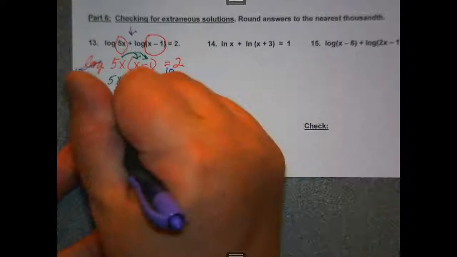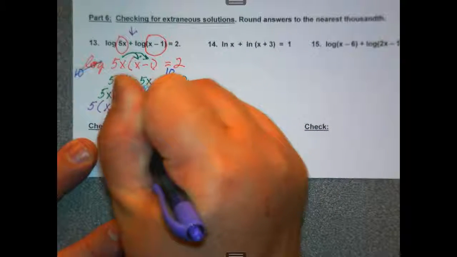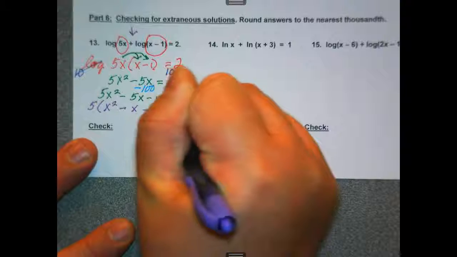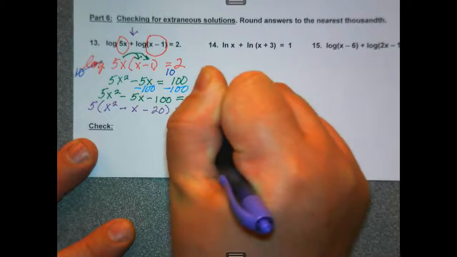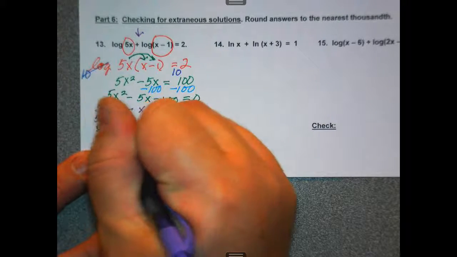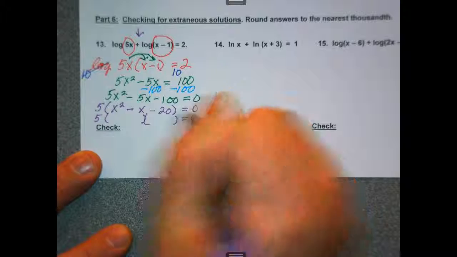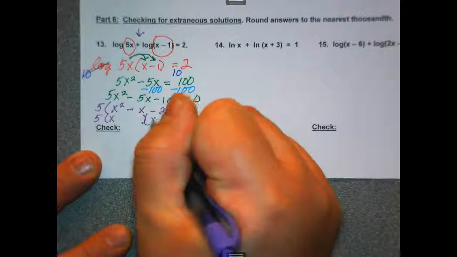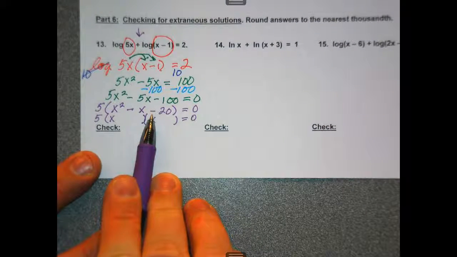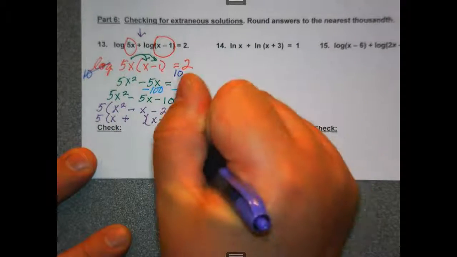That's right, I'm going to factor out a 5. That leaves me with x squared minus x minus 20 equals 0. Now I can easily factor this, correct? The only way I can get x squared is x times x. I have a minus, so they multiply to a minus. The only thing I have is a plus and a minus to give me a minus.